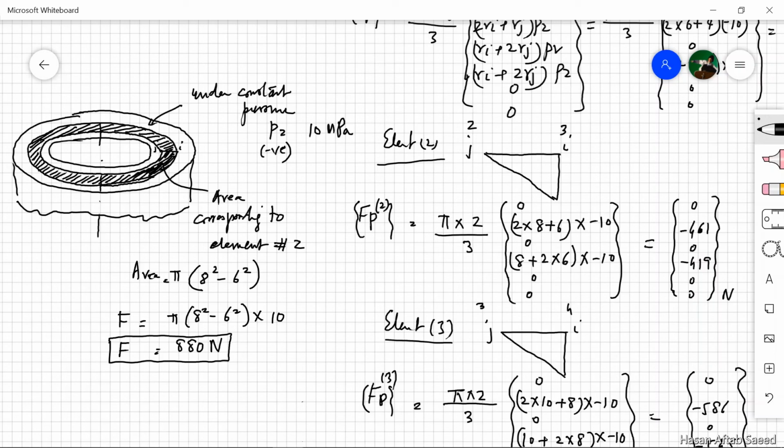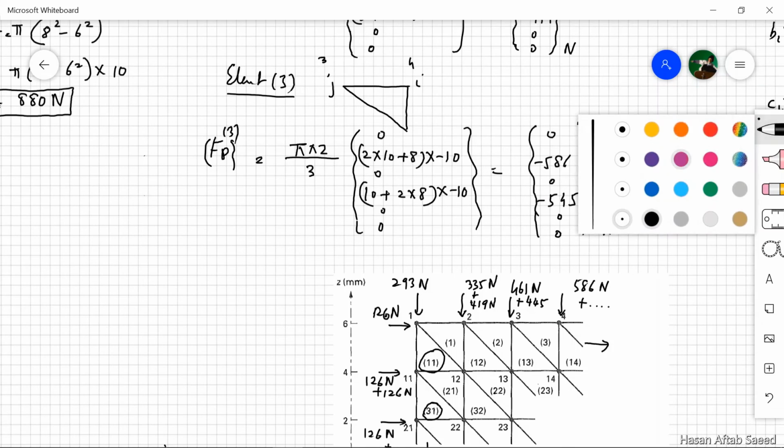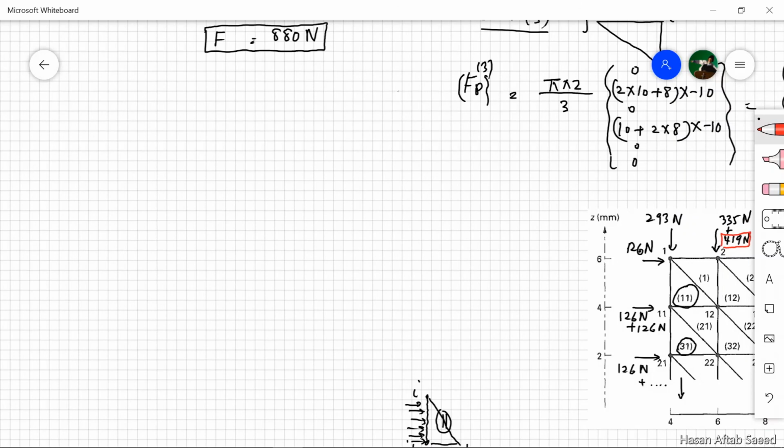So we have to distribute this force 880 into the nodes I and J. Now let's see what we have actually done as a result of our formulas. As a result of element 2, we have applied forces of 419 newtons and 461 newtons, these two forces, on nodes 2 and 3. And if we see 419 plus 461, this is exactly equal to 880 newtons. So we have applied the correct amount of force.